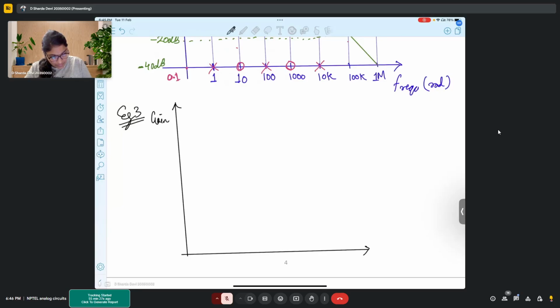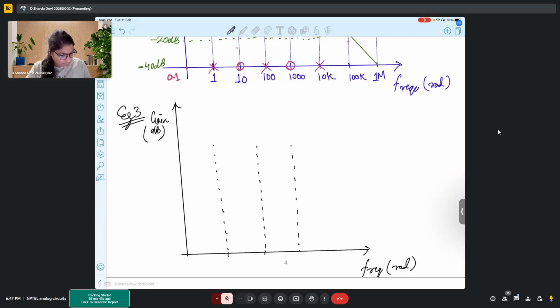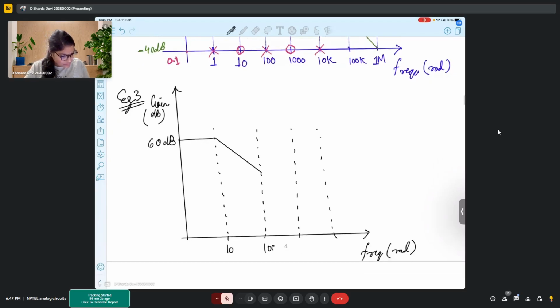This is gain in dBs. This is frequency. It's in radians. Okay, for now, let this be the case. 60 units. So 10, 100, 1000, 10K. Okay.